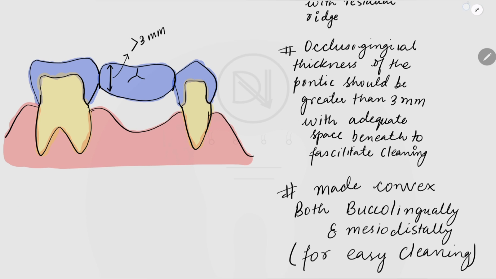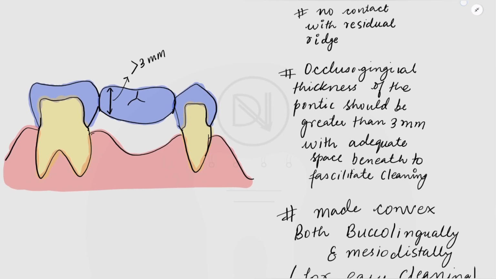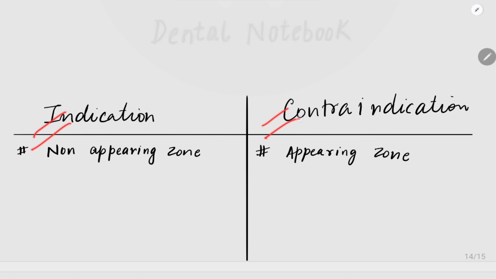Okay. And it should be made convex, like you can see here it is convex. Mesiodistally it is convex, and buccolingually it is also convex. This is done for easy cleaning in this kind of Pontic. Now coming to the indications and contraindications: such Pontics are generally indicated in the non-appearing zone because there is a hole or gap between your Pontic and your gums, so it will not look good. So generally it is indicated in the non-appearing zone.